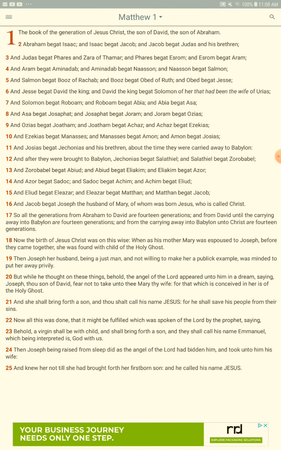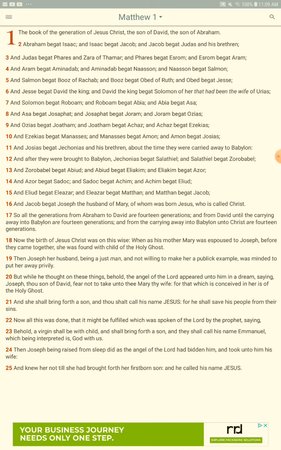The book of the generation of Yahweh Shah Mashiach, son of David, son of Abraham. This is the beginning of the book, and it gives you the genealogy all the way down to Yahweh Shah. Verse 2: Abraham begot Isaac, Isaac begot Jacob, and Jacob begot Judas and his brethren. So we know Yahweh Shah came from the house of Judah.